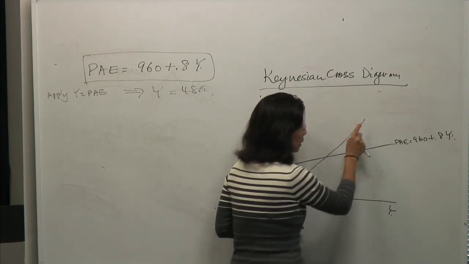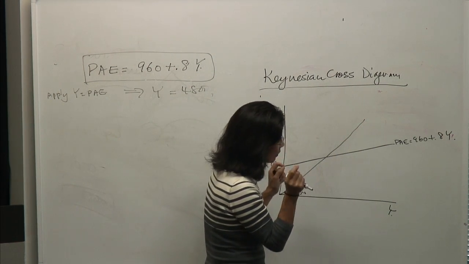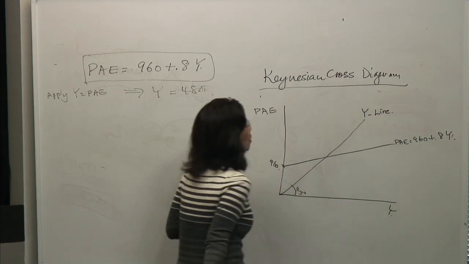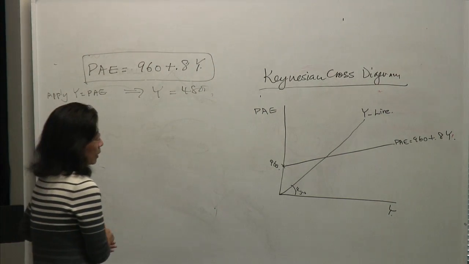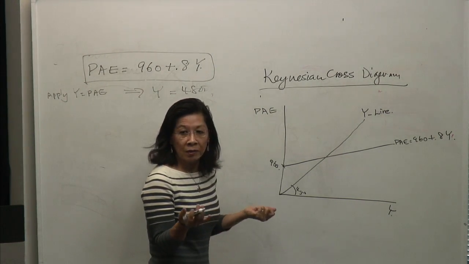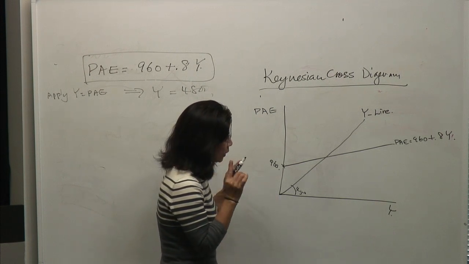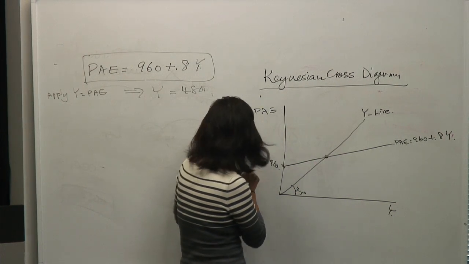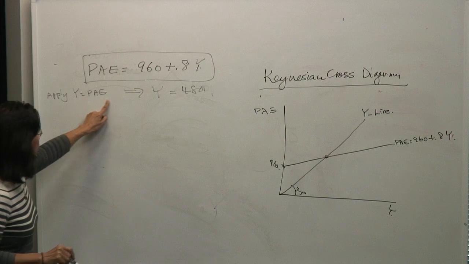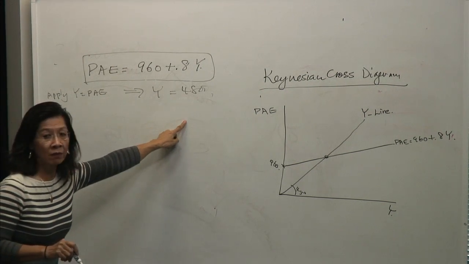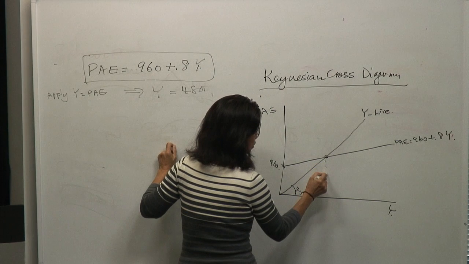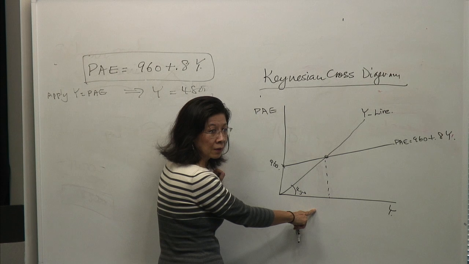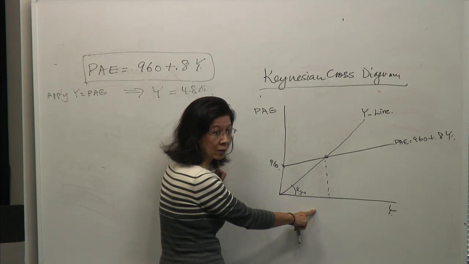Okay, now this line here, I'm going to call it a different name, slightly different from what the textbook is. I'm going to call it income line. And why is that? Because the textbook actually labeled it PAE equals Y. But you know, it's not true. That is because PAE equals Y is only true at one point, which is right here, in which you solve Y for Y, and then you get 4,800. So what should this number be? 4,800. Very good.